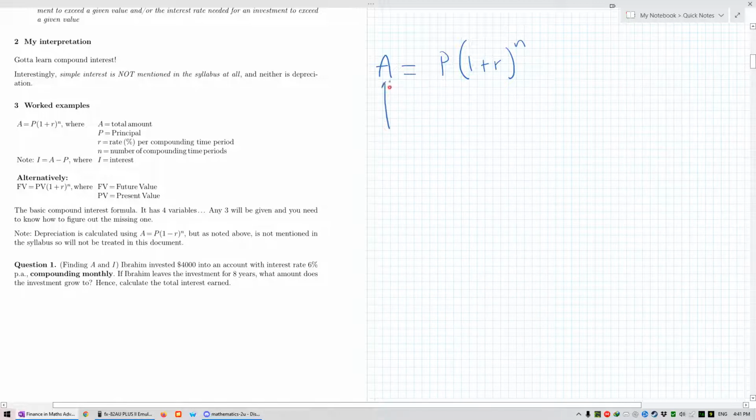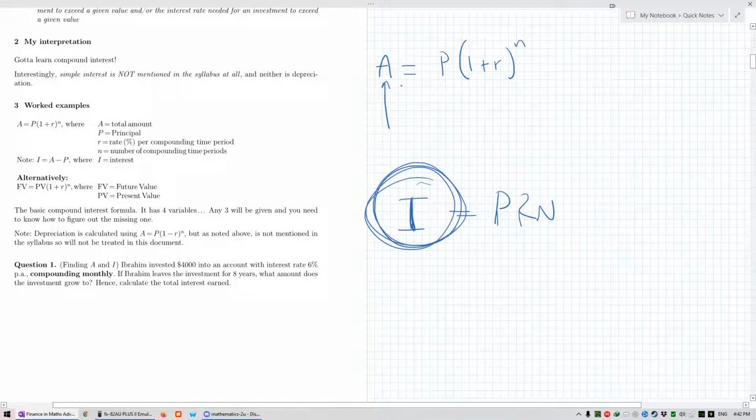Now, what does A mean? A means the total amount. So it'll be the principal, the money that you start off with, plus any interest that you accumulate. So it's the total value after you finished compounding, after you finished adding interest. It's important to note this, because with the simple interest formula, it's actually not the case. I equals PRN. That's the simple interest formula. That only gives you the interest. I is the interest only. So it's good to be aware of the difference. This gives you the interest only, but the compound interest formula gives you the principal and the interest after you've finished adding the interest. Just be aware of that.